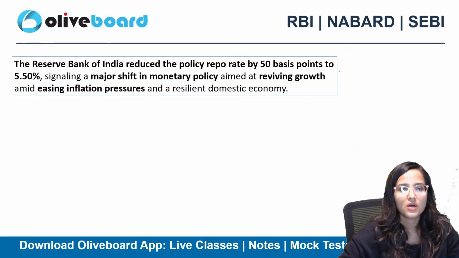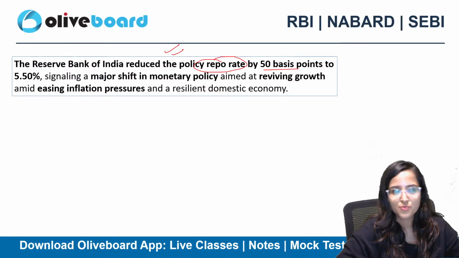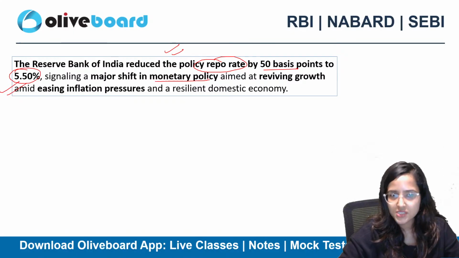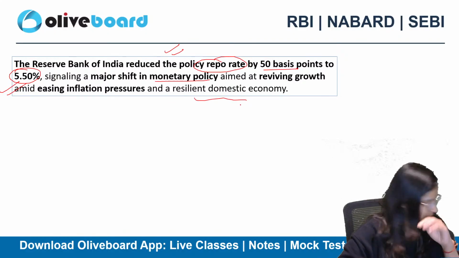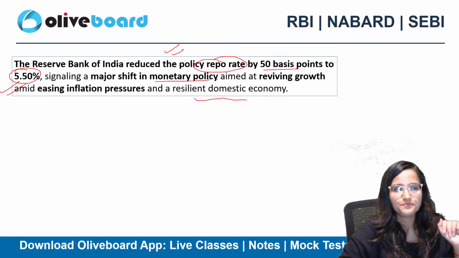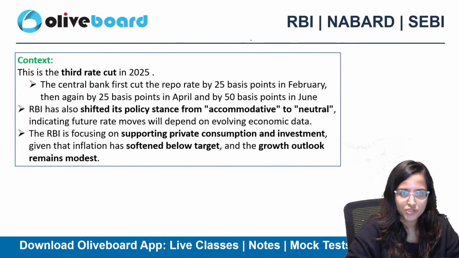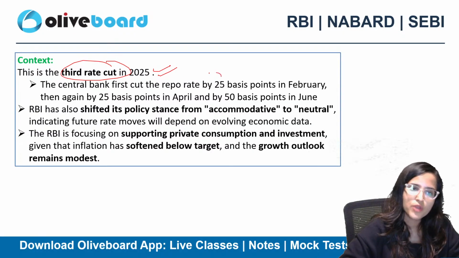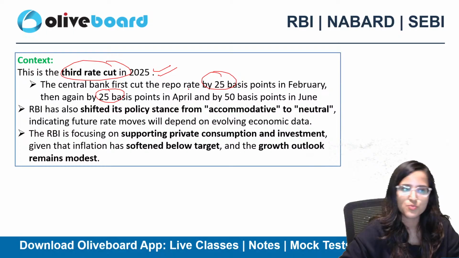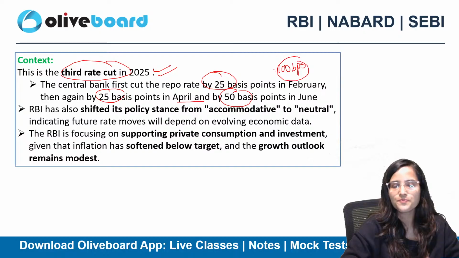All right. So, in this bulletin, it started off with RBI reducing the policy repo rate by 50 basis points to 5.50, and I'm sure everybody knows this. There was a major shift in the monetary policy aimed at reviving growth and easing inflation pressures in a resilient domestic economy. This bulletin started off with this policy repo rate reduction. This was the third rate cut in 2025. The central bank first cut the repo rate by 25 basis points in February, then by 25 basis points in April, and by 50 basis points in June. So a total of 100 basis points reduction in the repo rate.